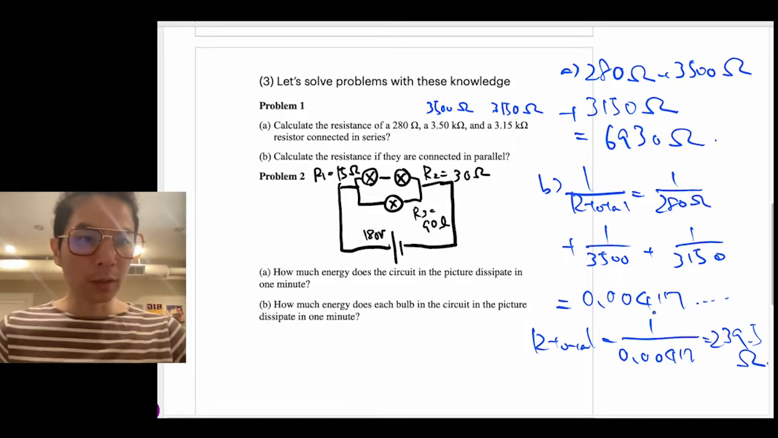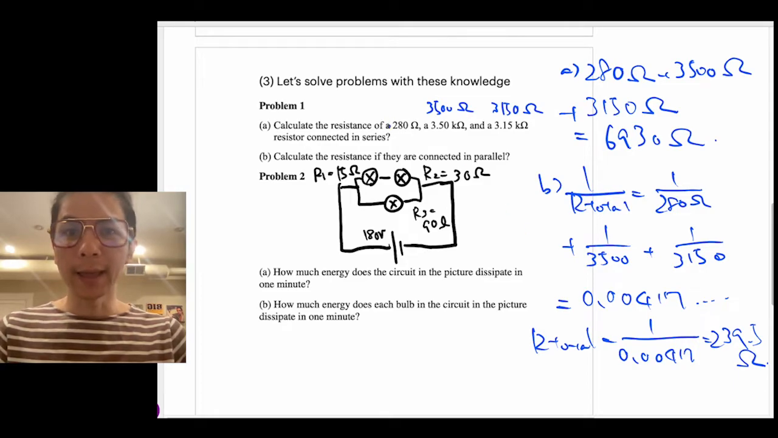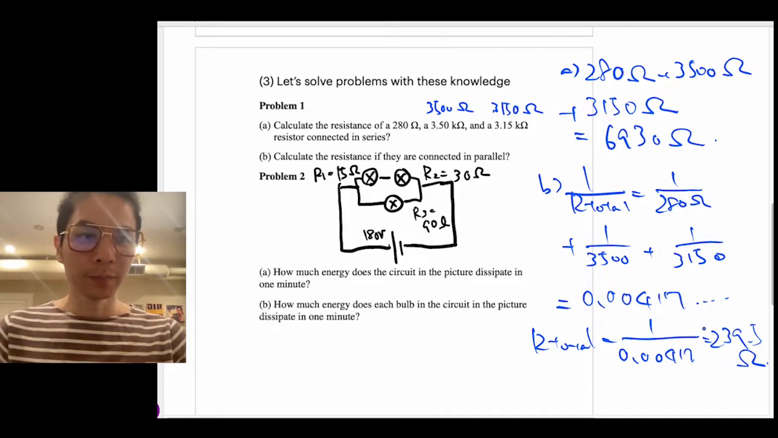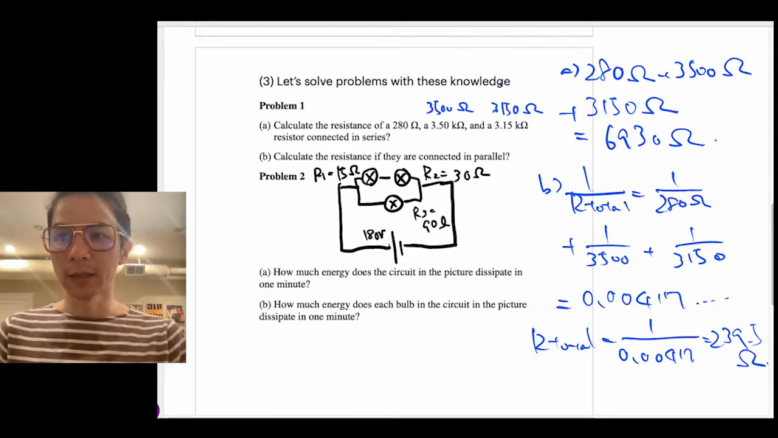And it's also important that you make sure this total resistance value is lower than any of these resistances when the resistors are connected in parallel. So this is how you basically know that your calculation is on the right track.